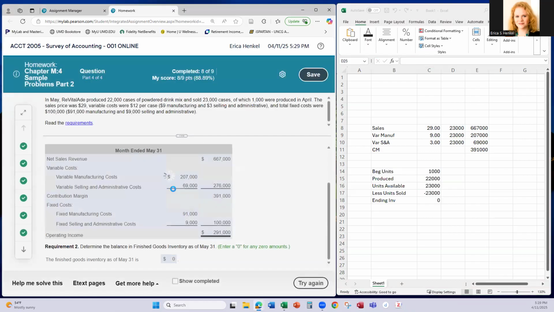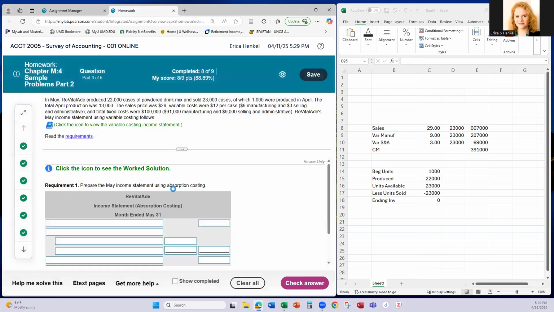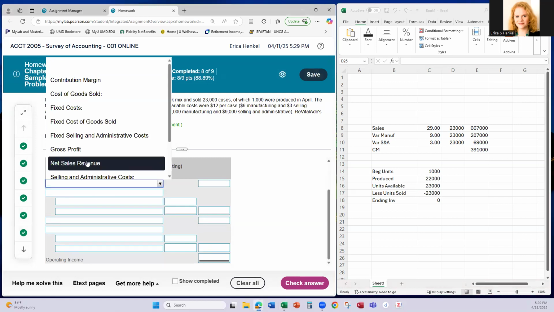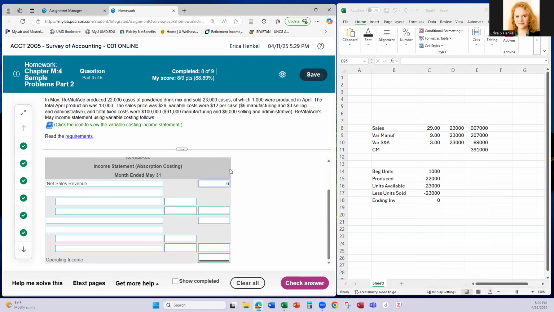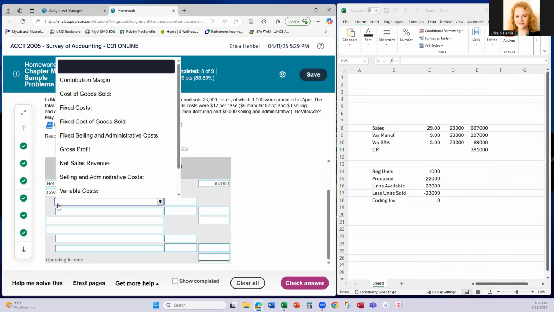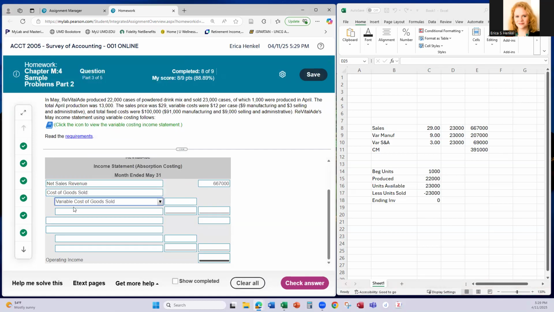Okay, so for this next problem then, we have the same general information here, but in absorption costing format. So we've got here net sales revenue, same revenue of 667,000 in this problem. And we are going to subtract out our cost of goods sold. So we had cost of goods sold, so variable cost of goods sold and fixed cost of goods sold. The variable we had was 207,000.